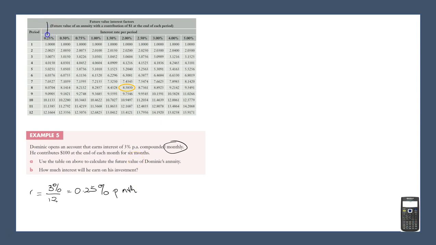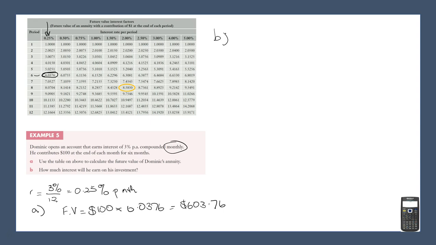So we're going to look down this first column. His investment's going to sit there for 6 months, and so it is this value here that we want. So the future value is going to be $100 times 6.0376, which is $603.76. To calculate B requires quite a bit of work.